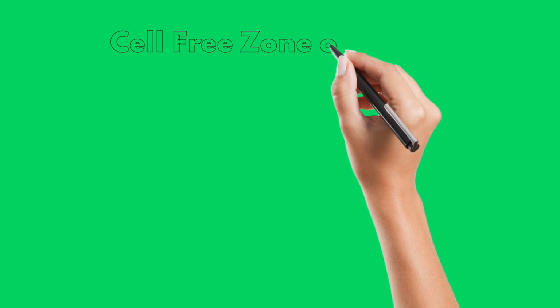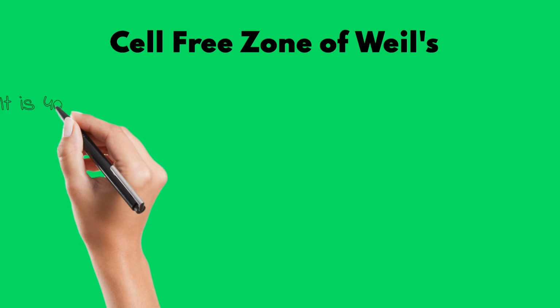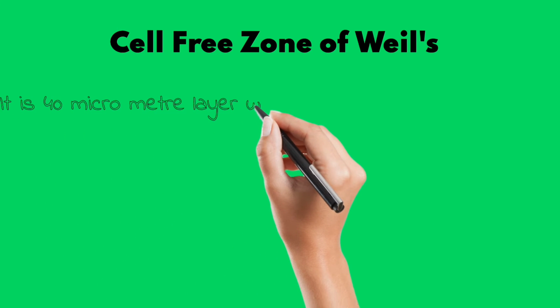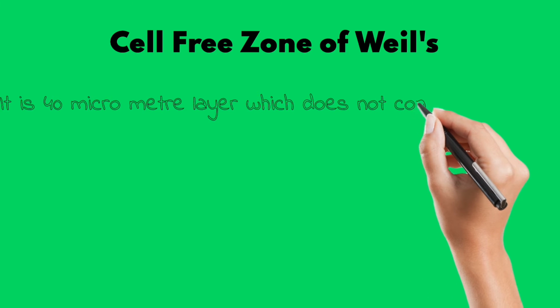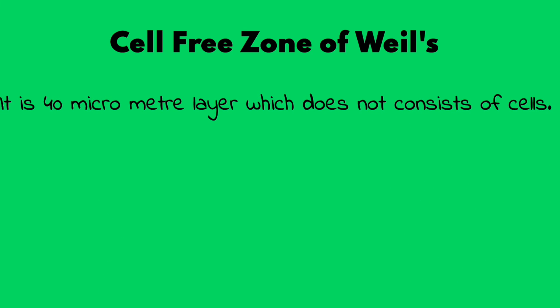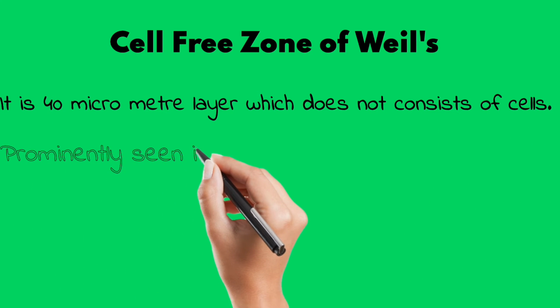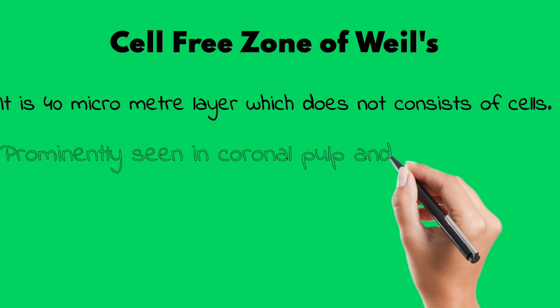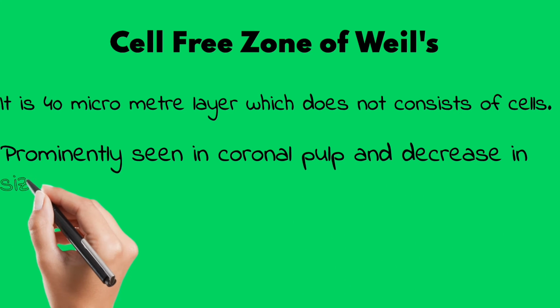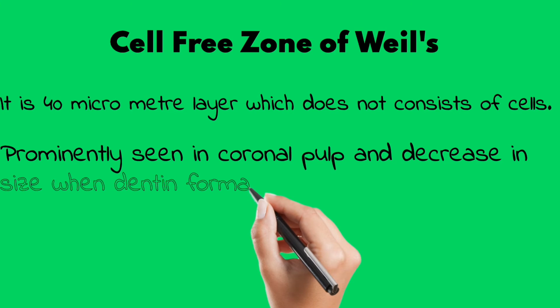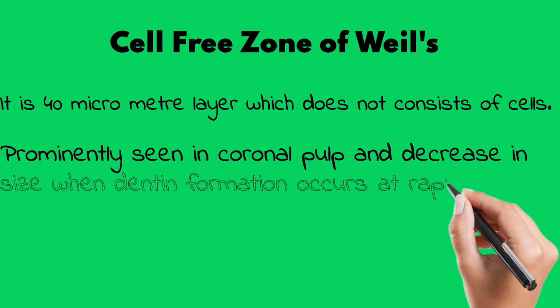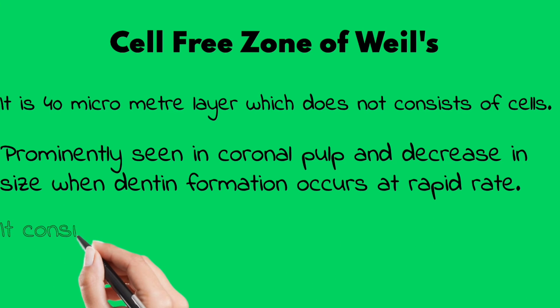Odontoblastic layers as well as the subodontoblastic nerve combine to form the sensory complex and envelop the central pulp core. Next, we have the second part, that is the cell-free zone of Weil. What are these cell-free zones of Weil? These are 40 micrometer layers which do not consist of cells.